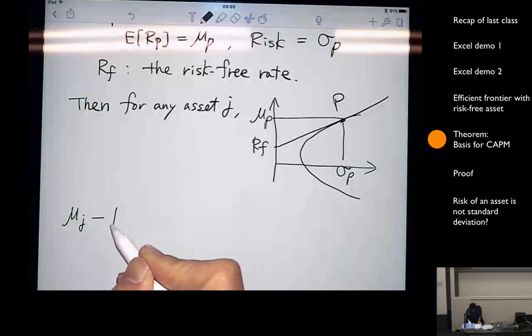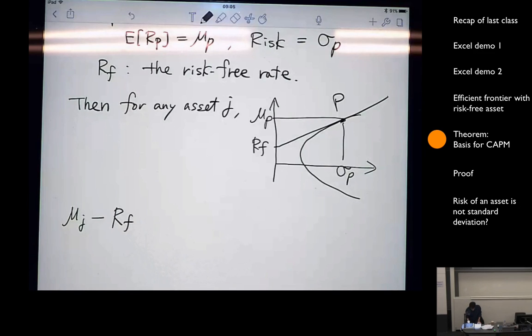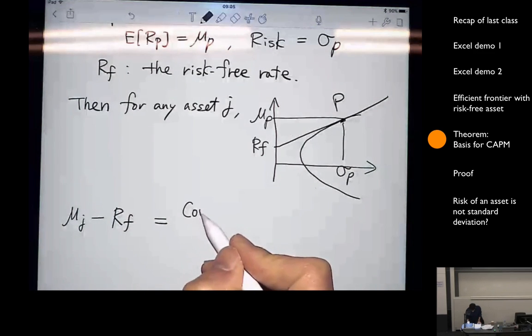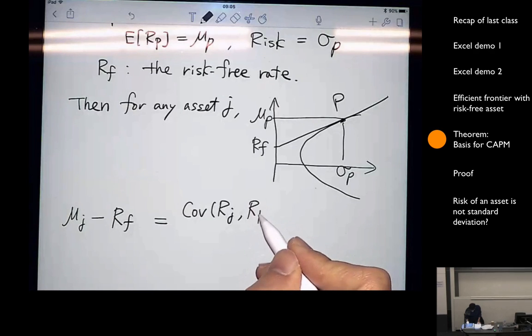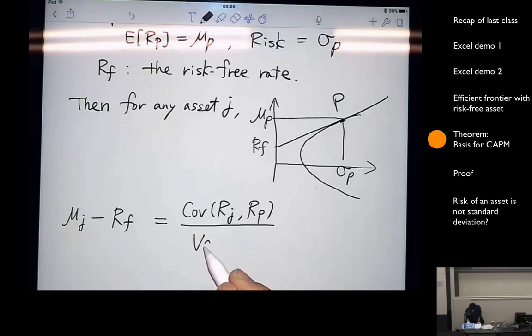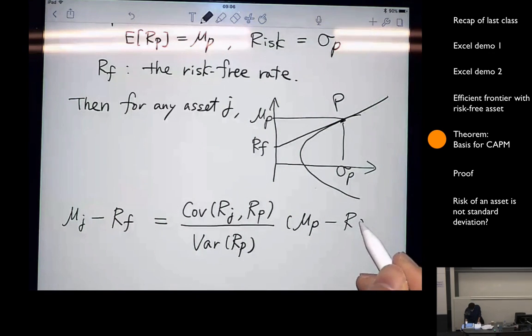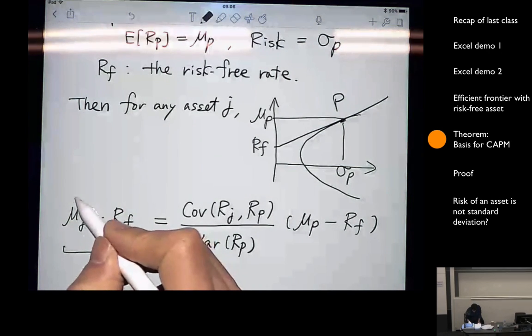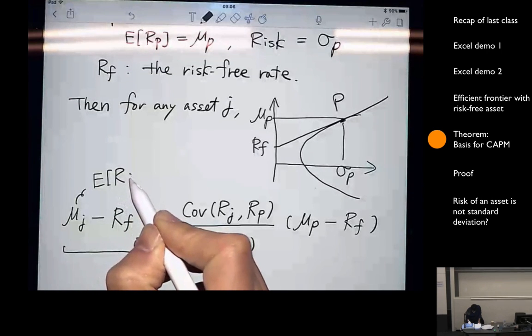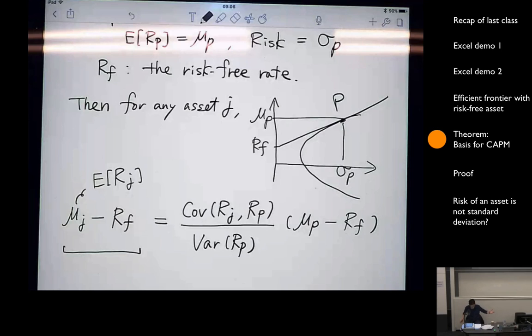Mu J minus the risk-free rate equals the covariance between the return of this asset J and the tangency portfolio, divided by the variance of the return on the tangency portfolio, times the expected return of the tangency portfolio minus the risk-free rate. Here, mu j is the expected return of this asset. So pick any asset, GSK. Let's say J is GSK, okay?